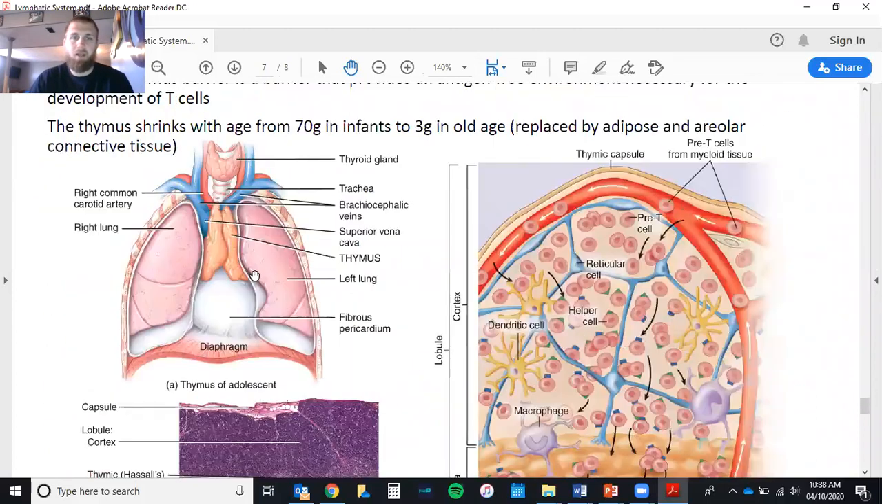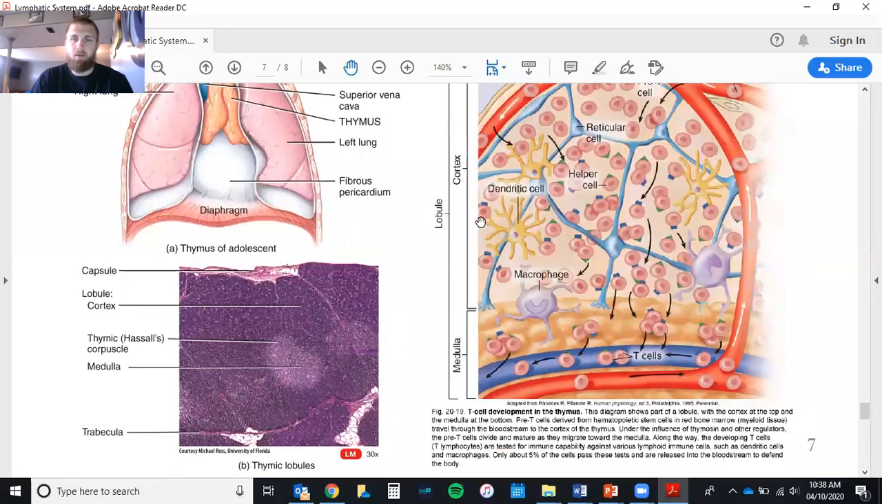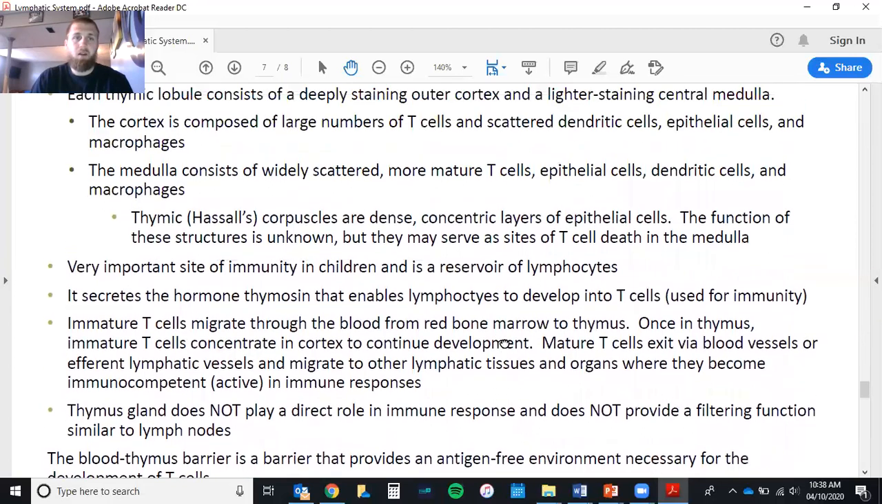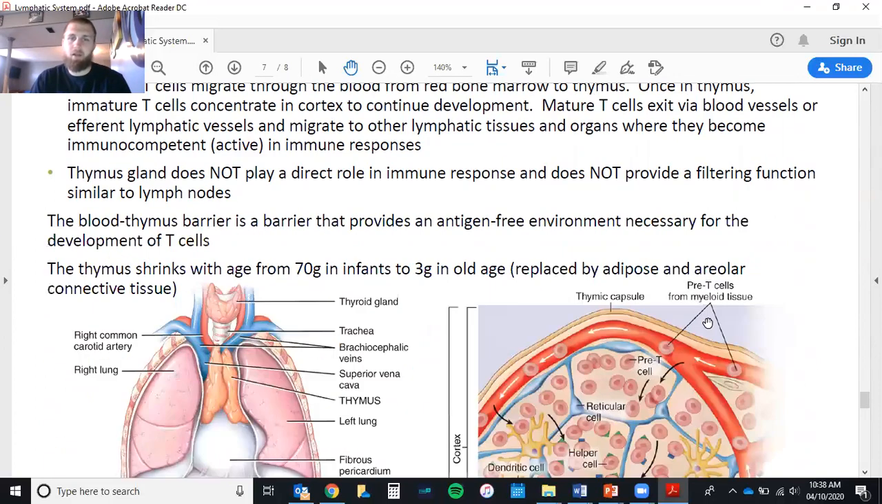Okay, at the bottom, we have an illustration of one lobule, and you can see here's the cortex, here's the medulla. The cortex is where you have large numbers of T cells, those dendritic cells I mentioned a little bit ago, epithelial cells, and macrophages. The medulla is where you have more mature T cells, epithelial cells, dendritic cells, and macrophages.